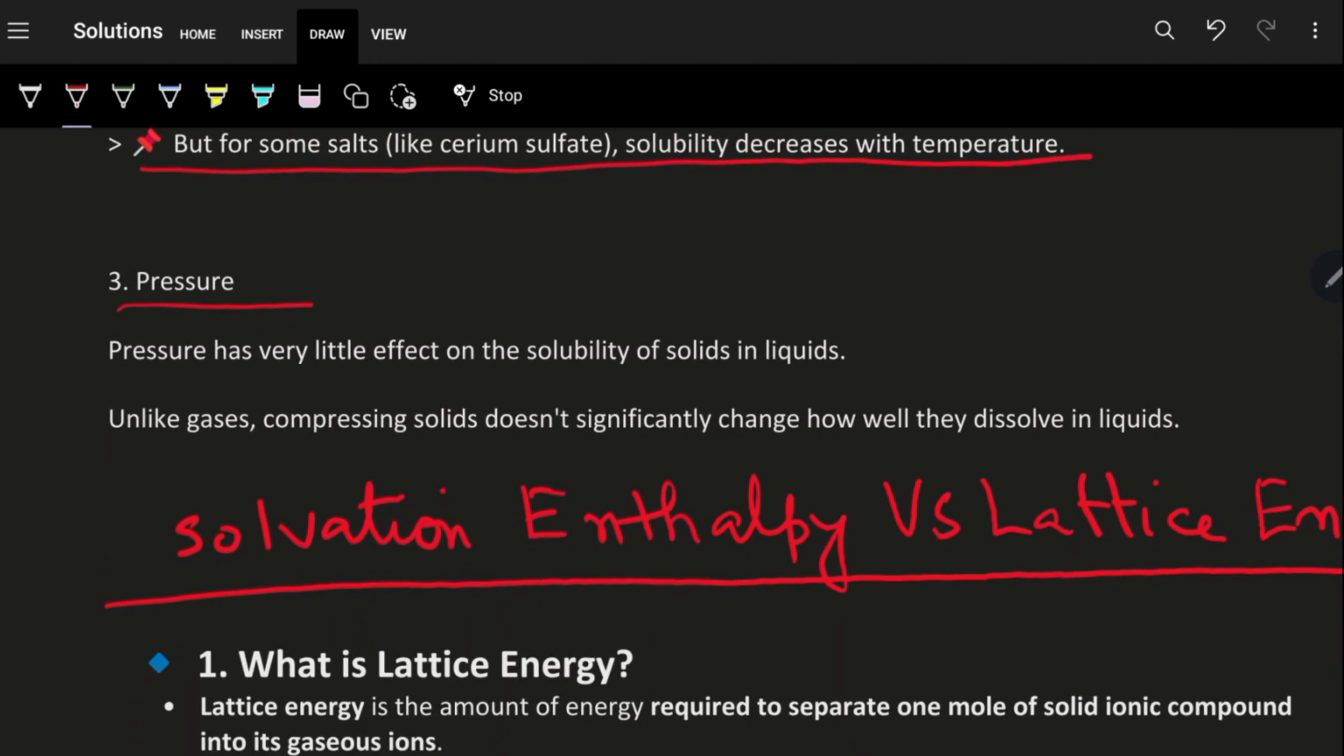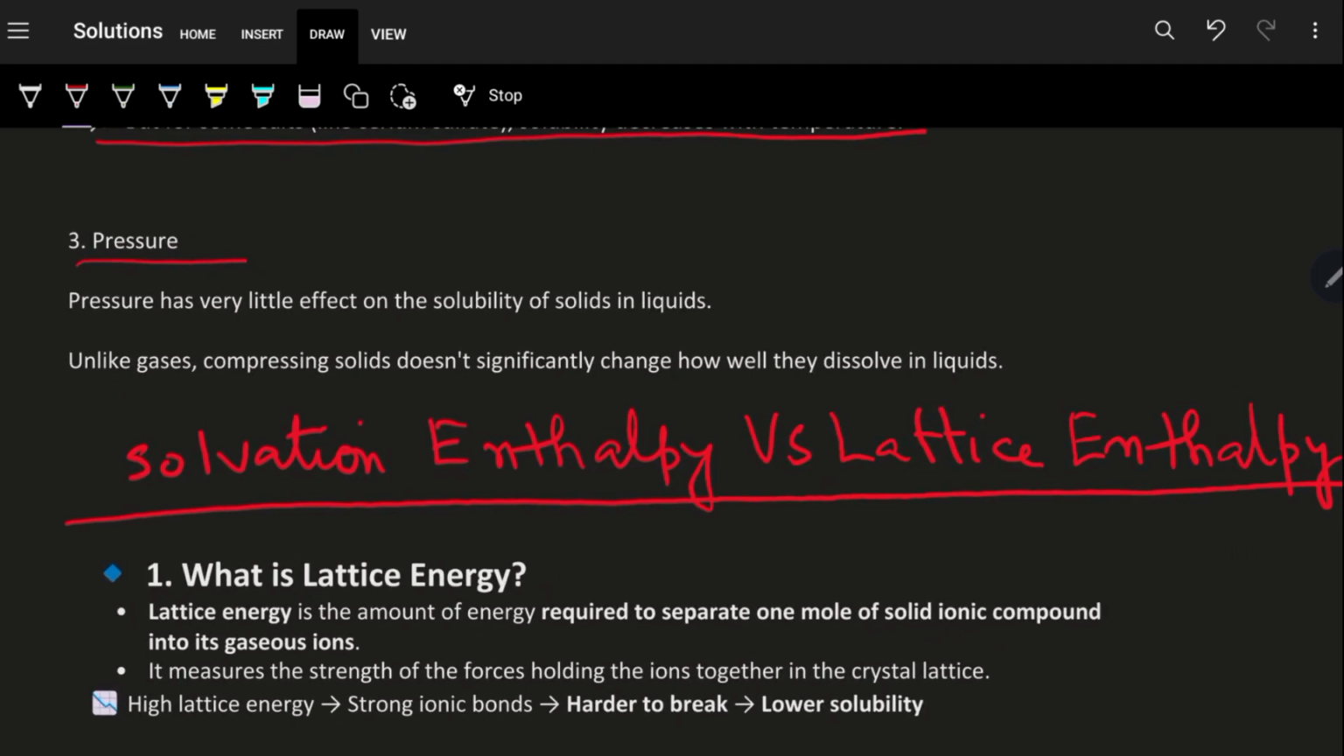Next, pressure is one of the factors, but keep in mind solids are incompressible. So solubility is hardly affected by change in pressure. So very little effect, negligible effect. Why? Because solids are incompressible. For that reason, change in pressure hardly affects the solubility of solids in liquids.